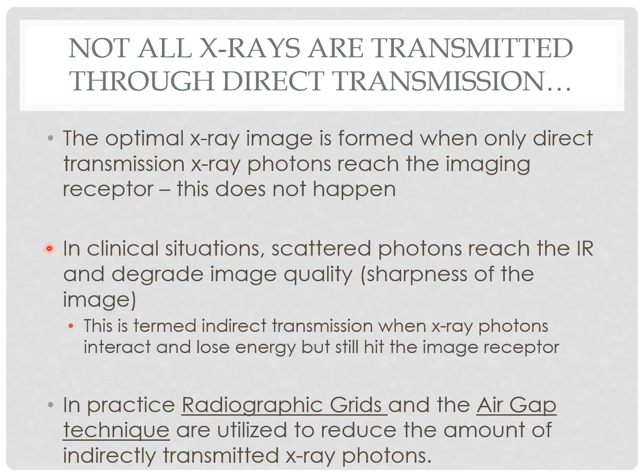Not all X-rays are transmitted through direct transmission. The optimal X-ray image is formed when only direct transmission X-ray photons reach the image receptor. This does not happen. In clinical situations, scattered photons reach the IR and degrade image quality, the sharpness of the image. This is termed indirect transmission, when X-ray photons interact and lose energy, but still hit the image receptor. So in the instance of a small angle scatter.